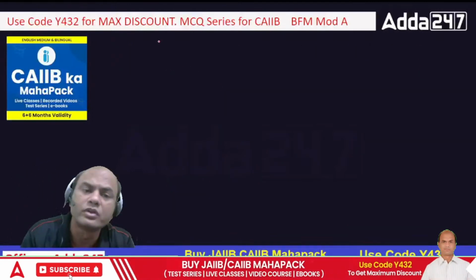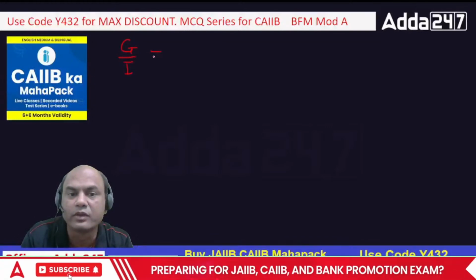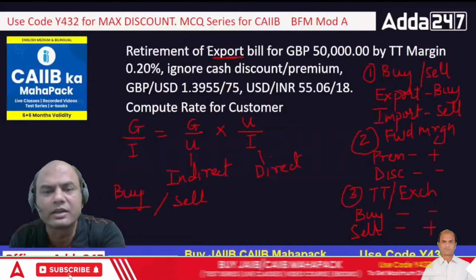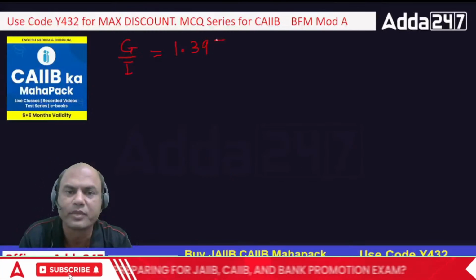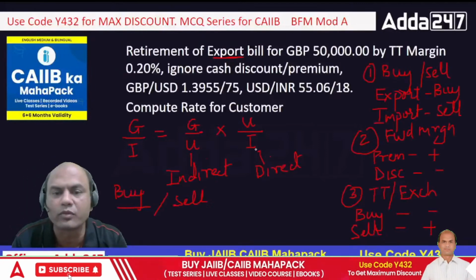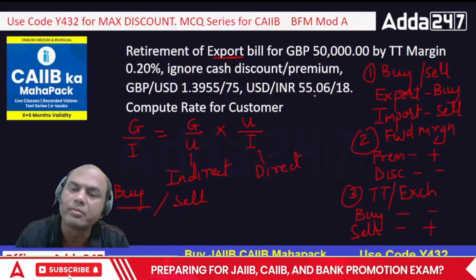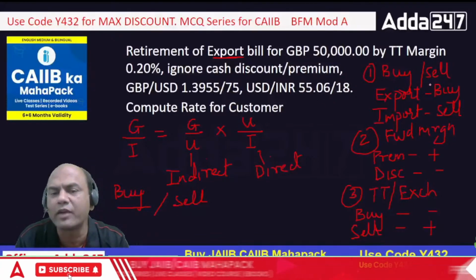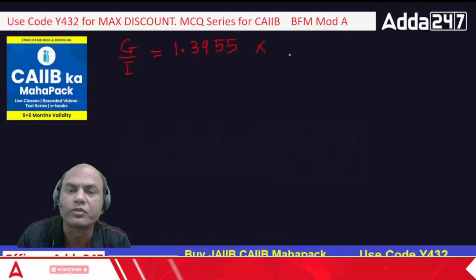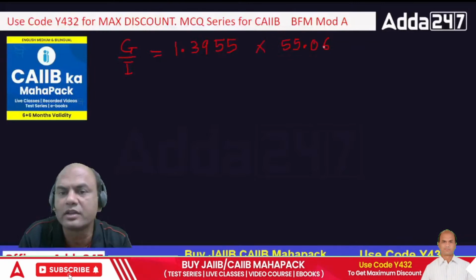So I want GBP to INR rate, right? I'll use 1.3955, into USD to INR, right? This is the other rate. What is the USD to INR rate? 55.0618. Again I'll decide buy or sell? Buy. When it's buy, everything is buy. So again left, 55.06. Now do the multiplication.